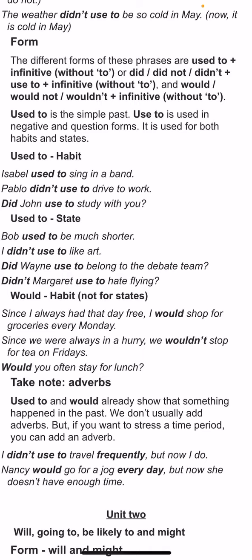Take note. Adverbs. "Used to" and "would" already show that something happened in the past. We don't usually add adverbs, but if you want to stress a time period, you can add an adverb. Okay? For example, I didn't used to travel frequently, but now I do. Nancy would go for a jog every day, but now she doesn't have enough time.